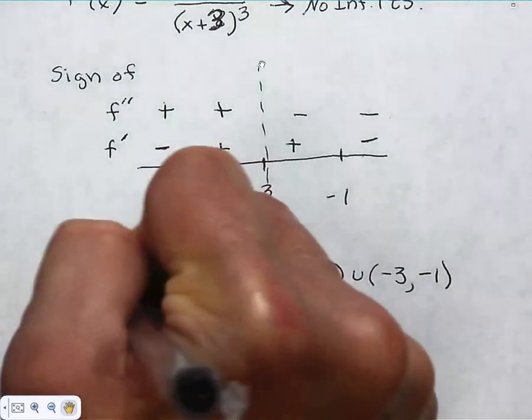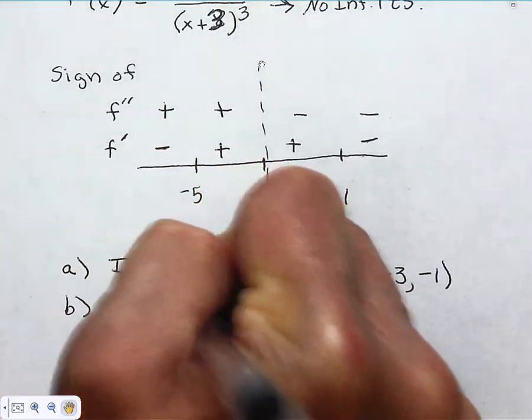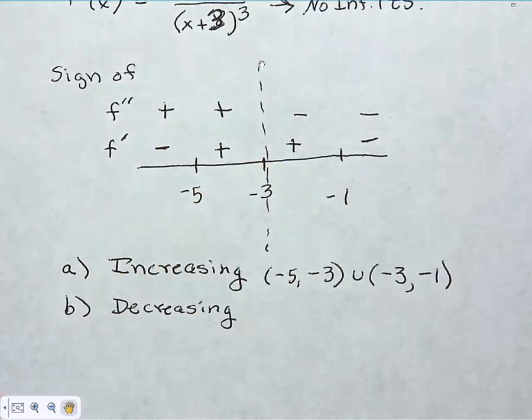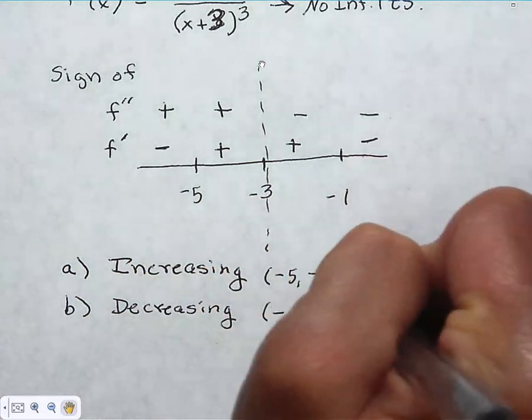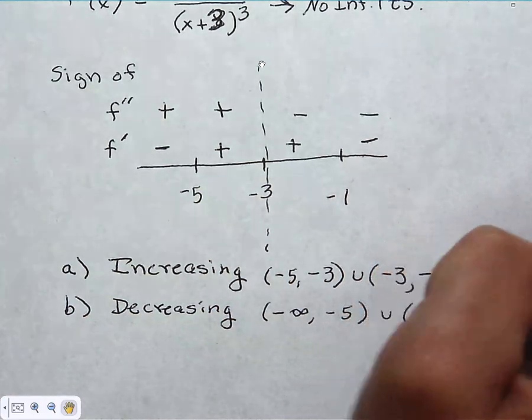And then B, it's decreasing. Where? -infinity to -5 and -1 to infinity.